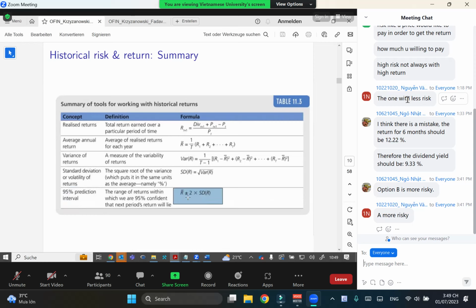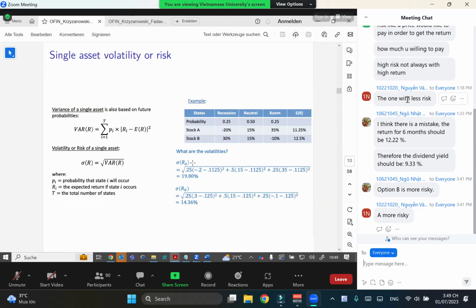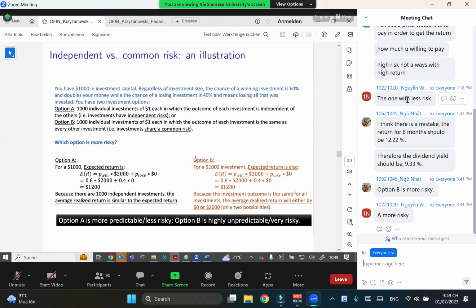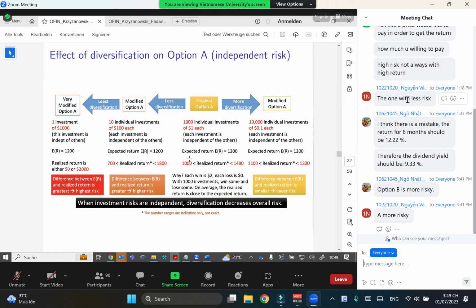So the realized return should lie in a range as specified by our standard deviation, and without going into the maths too much, it can be derived that if we have these 1,000 individual investments with a 40 to 60 win or lose relation, we would expect our realized returns to lie within this range. So between 1,000 and 1,400, right? We would expect it to lie somewhere within this range. That was our option A regarding the 1,000 individual investments of $1 each.